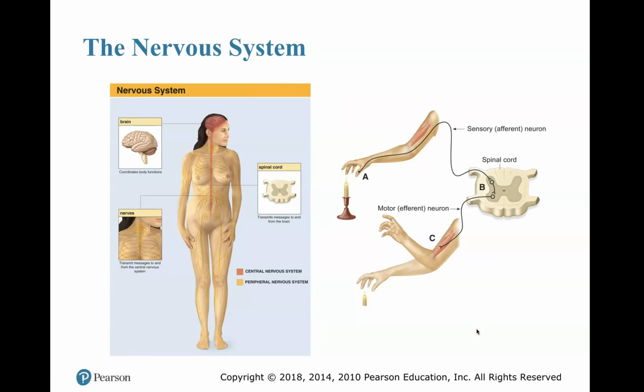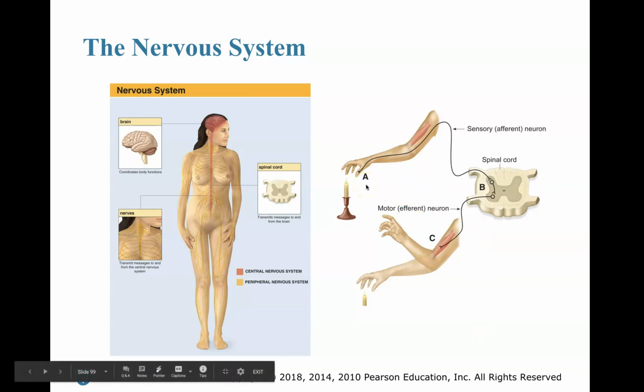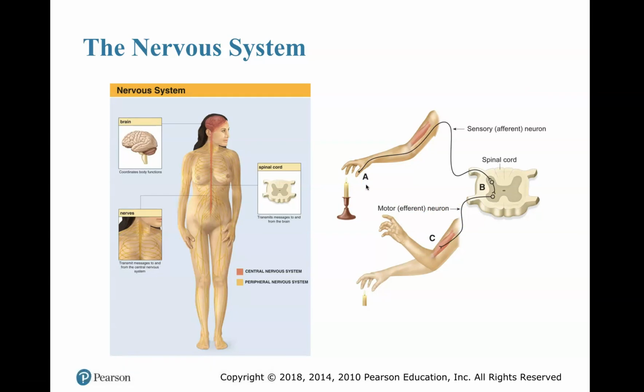Alright, the nervous system. We have the brain, spinal cord, and nerves. And highlighted in red is the central nervous system, and in yellow is the peripheral nervous system. If we look at this figure on the right, we have A. There is a hand about to grab some flame on a candle. That sensory neuron in that finger is going to say, ouch, that hurt, or it burned.